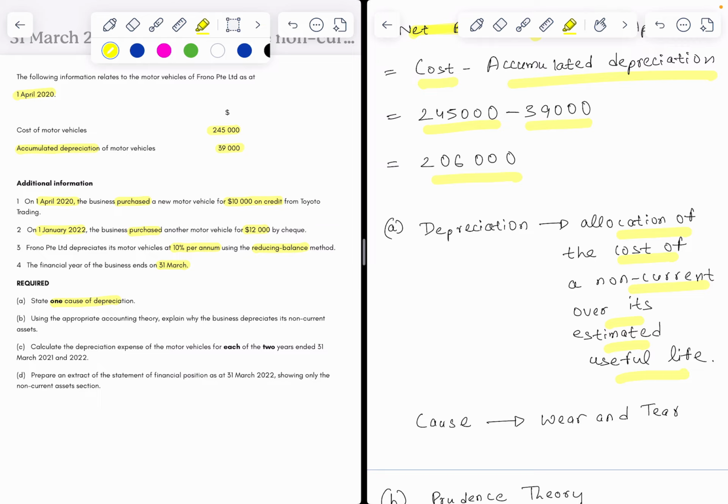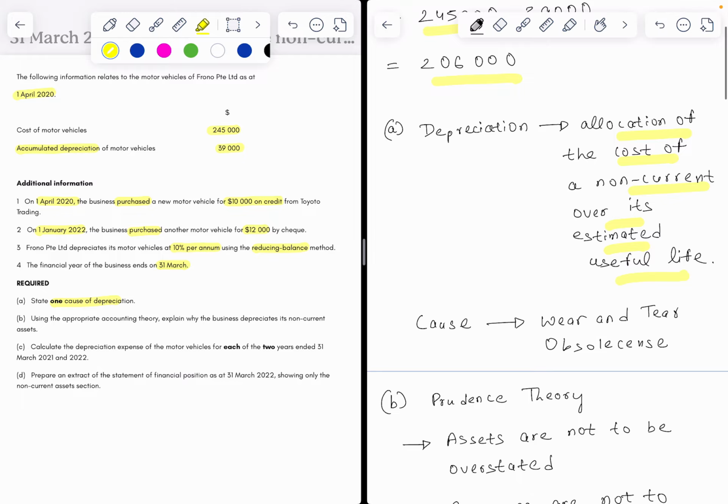You could also mention obsolescence. So obsolescence, which refers to outdated assets, and this is mainly possible with technological assets which depreciate higher in the earlier years of usage, but in the later years it depreciates at a lower rate because of the decrease in efficiency. Okay, all right, so what about part B?